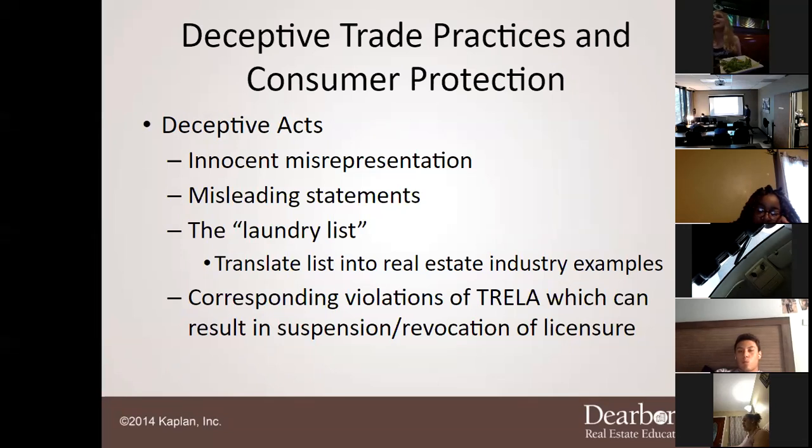Any corresponding violations of TRAILA can result in the suspension or revocation of license. So these are just a few deceptive acts that you can commit as a real estate agent.